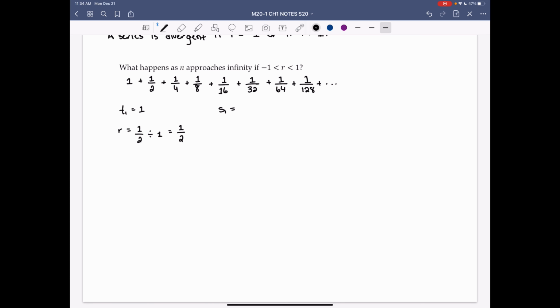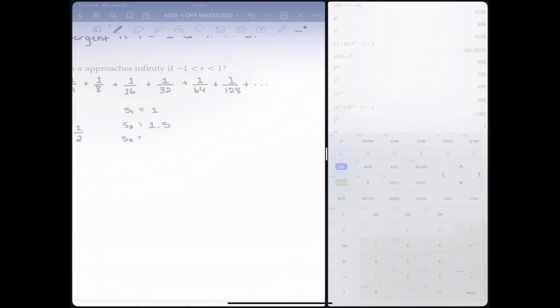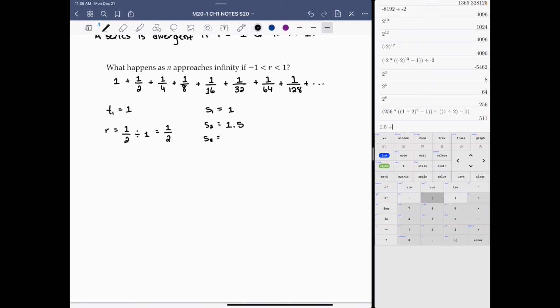S1, the sum of the first term, is just 1. S2, the sum of the first two terms, would be 1 and 1/2, so 1.5. S3, the sum of the first three terms, would be 1.5 plus 1/4. We can start to use our calculator here. So that should be 1.75. We have 1.5 plus, bracket, 1 divided by 4, close bracket, is 1.75.